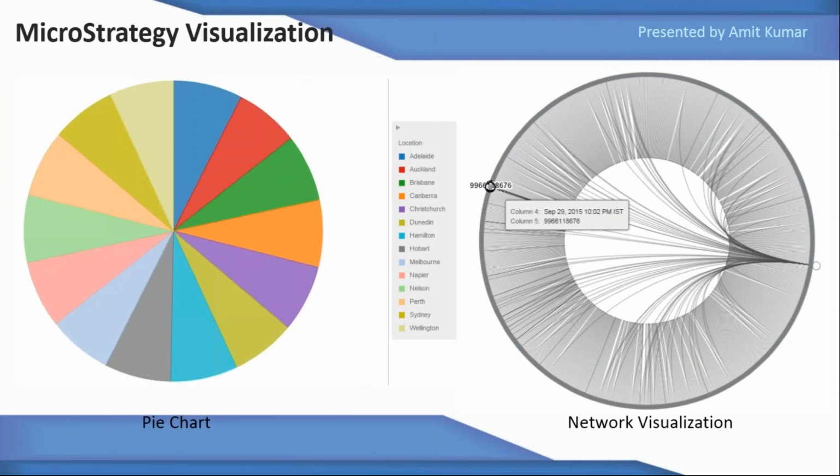Now, as you can see, MicroStrategy has some key visualization effects which other tools rarely have or do not have. MicroStrategy has a pie chart, which is very common and supported by other tools, but it also has a network visualization, which is a very beautiful chart. Say one doctor is treating many patients. One doctor has a network, and there can be many doctors. So many doctors can have many patients.